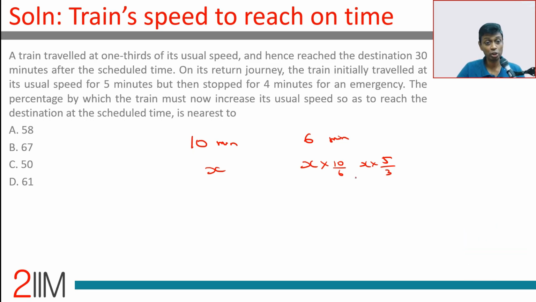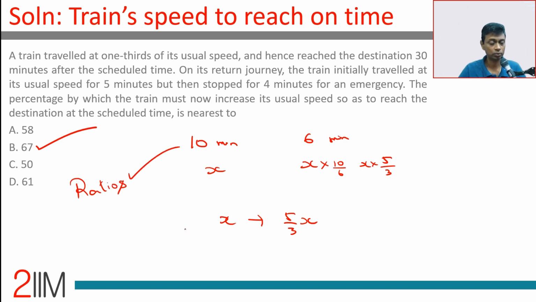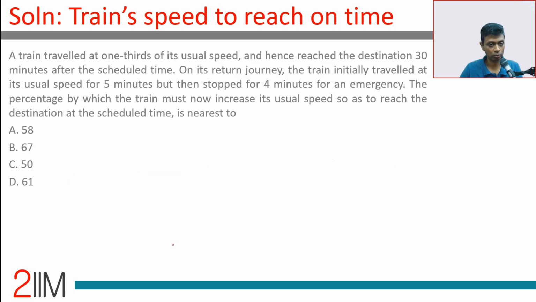If the time taken should reduce, speed should increase. And it's the same ratio. 10 falls to 6, x should increase to x into 10 by 6, x into 5 by 3. X goes to 5 by 3x, an increase of 2/3 of x or 67%. It's a beautiful question because we're just thinking in terms of ratios and you're through. You don't need to do distance by time of speed, speed into time of distance, none of that. Just think in terms of ratios, you're good to go.